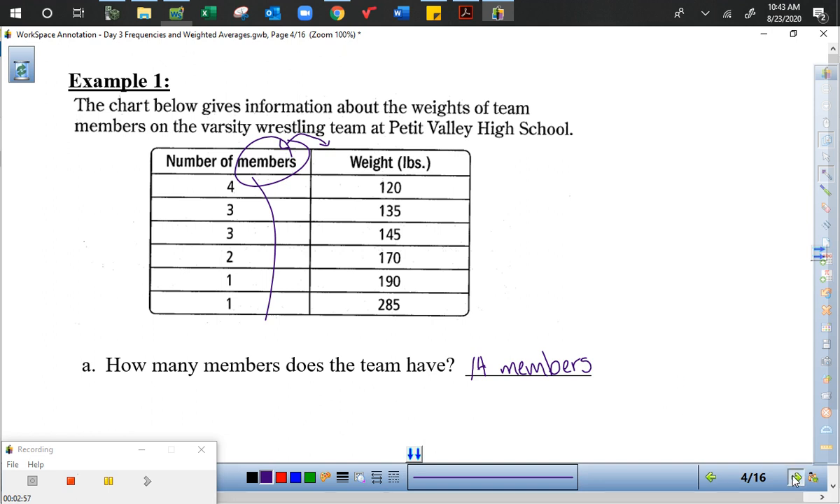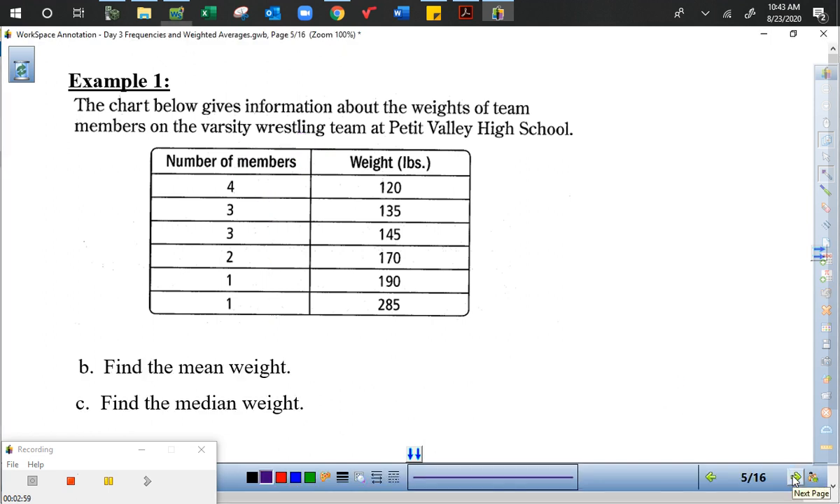Now, our job on Part B is to find the mean weight. Now, I said that we were talking about weighted averages. A weighted average just means that each of our different categories have different numbers of members in them, or they count for more. If you see in our table here, this 120 weight counts for more than this 285 weight because there's more people who weigh that much. So we can't just add up these values and divide by the 1, 2, 3, 4, 5, 6 different weight classes. We want to make sure that we're counting every single person here.